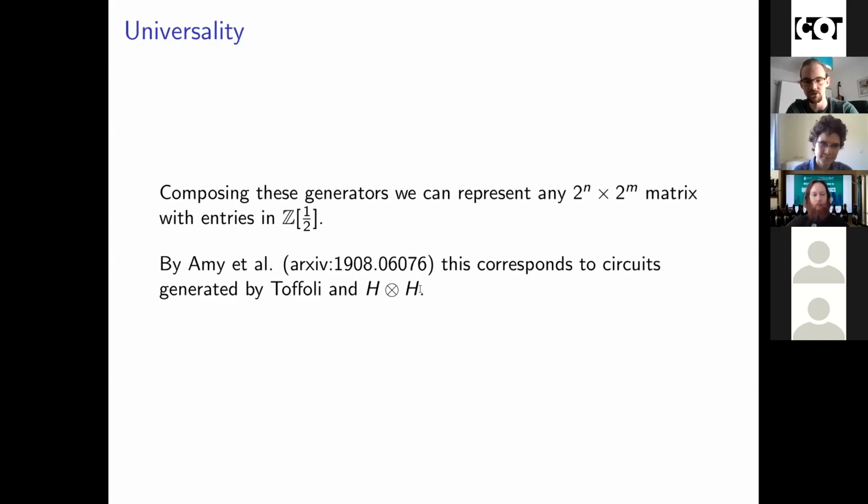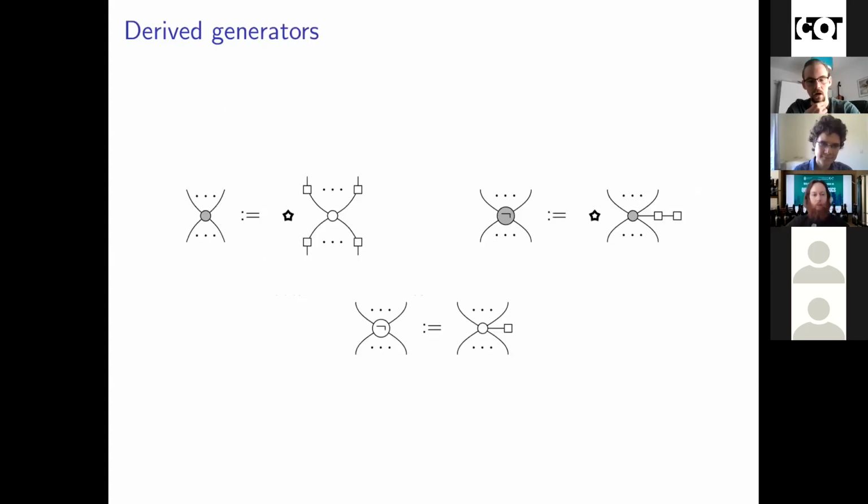The reason we get an even number is because a Hadamard contains a 1 over square root of 2. If we only have a half, we need two of them to get a half. So that's kind of the reason. Okay, so this language is universal for this approximately universal gate set. So it is powerful enough to describe quantum computing. So let's see what else we can do with it.